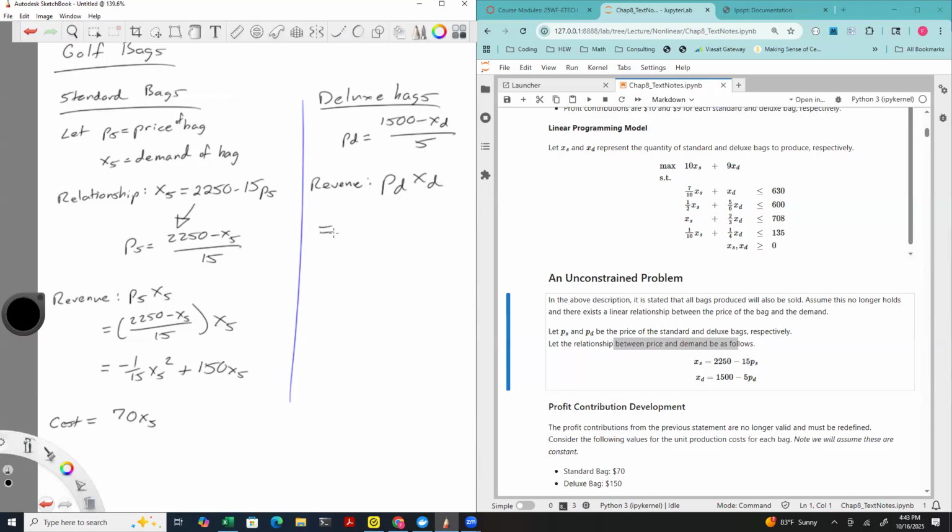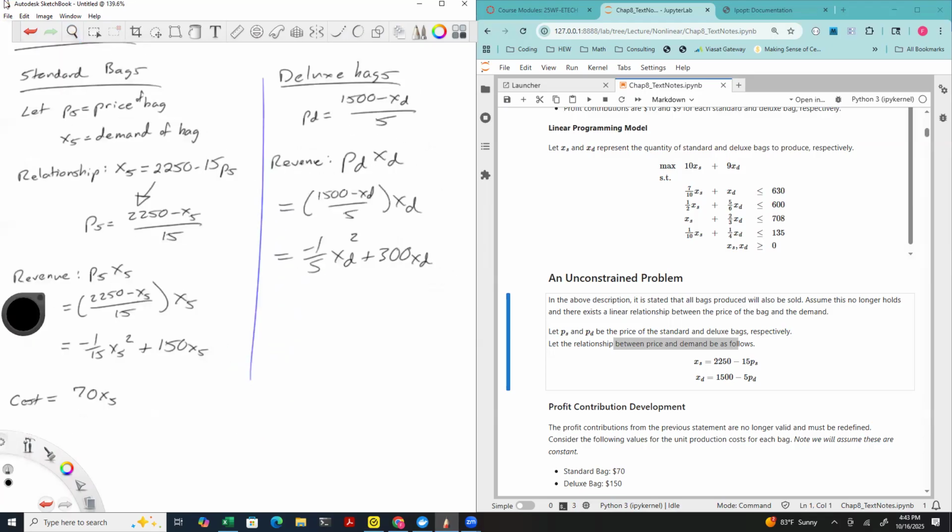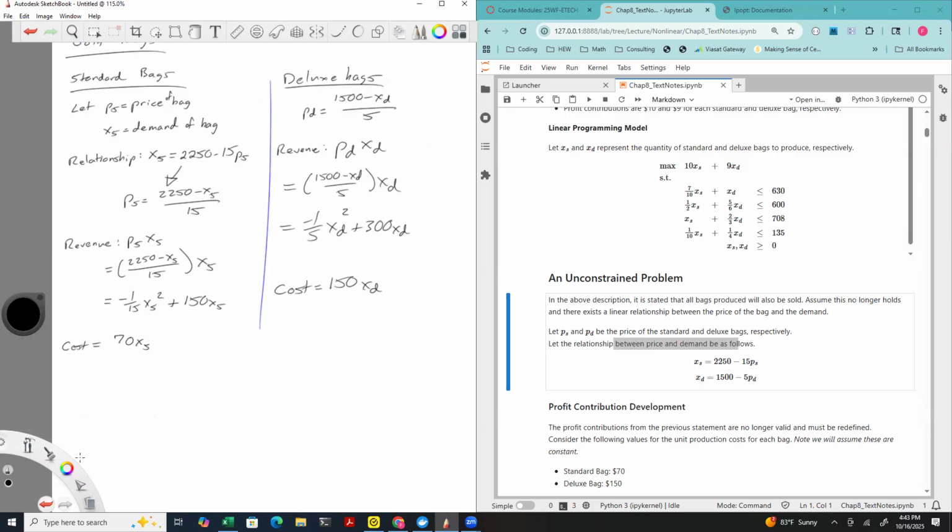So we would have here the 1500 minus X sub D over 5 times X sub D. So I'm seeing negative 1/5 X sub D squared. 1500 divided by 5 is 300, I believe. So plus 300 X sub D. All right, so now that we have that, we could still say our cost on this side is now 150 X sub D, right? Unit cost times the amount that I'm going to make. And at this point, the kicker is now I can just combine these, right?